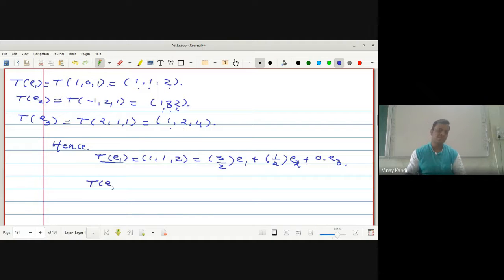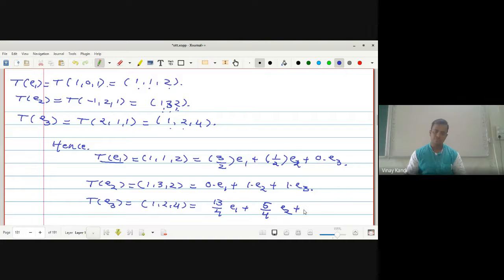Similarly, T of E2 is equal to (1, 3, 2). Now put x, y, z equal to 1, 3, 2. So here we get 0 into E1 plus 1 into E2 plus 1 into E3. And T of E3, which is equal to (1, 2, 4), is equal to 13 by 4 E1 plus 5 by 4 E2 plus minus 1 by 2 E3.